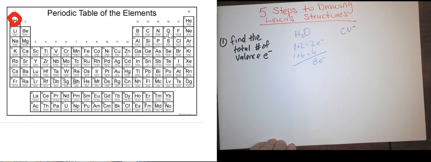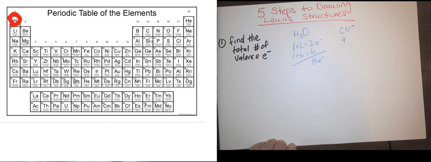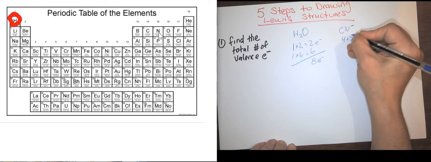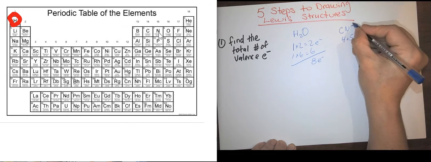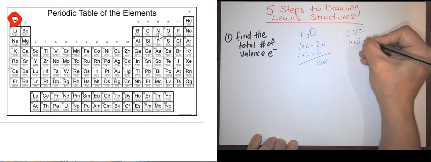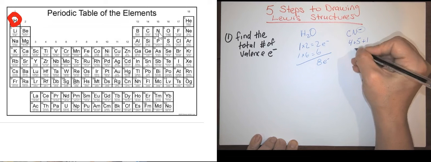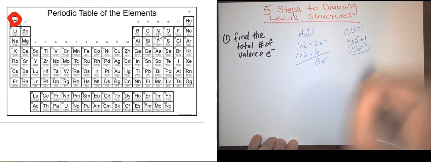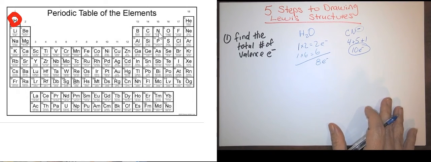Well, let's find carbon on the periodic table. So carbon is right here, group 14 or 4. So 4 valence electrons here. Nitrogen is right next to it. It has 5 valence electrons. 4 plus 5. But wait, what is this little negative? We know what that negative means. It means that there's an extra electron. So plus 1. So it equals 10 valence electrons. Cyanide has 10 valence electrons.